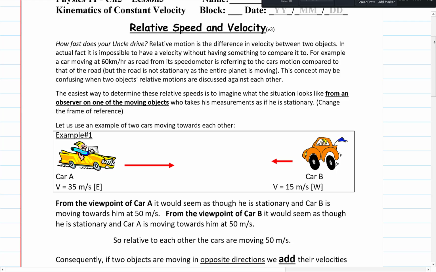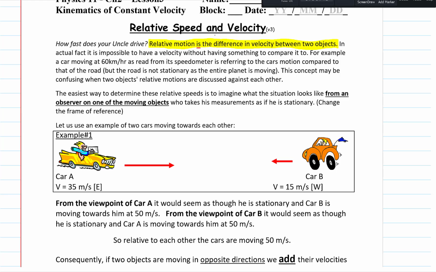How fast does your uncle drive? That's kind of like a relative velocity one. Relative motion is the difference in velocity between the two objects. That's an important one. It's relative. There's our definition. How do you know it's a definition? Well, it says our term, and it has the word is. So always look for that type of stuff in your readings.